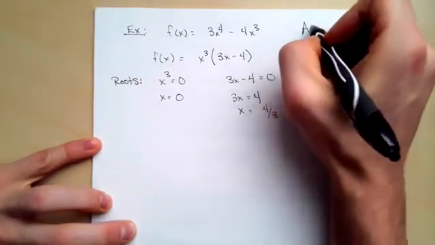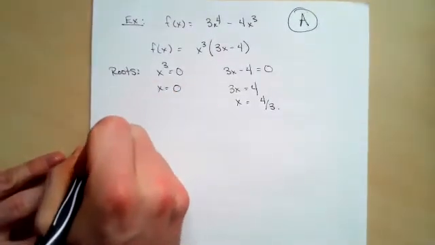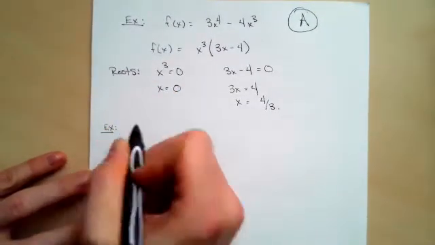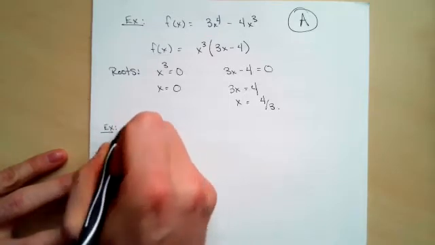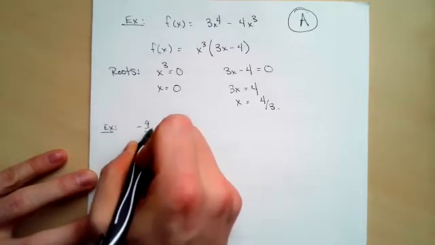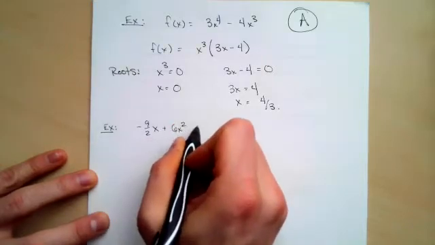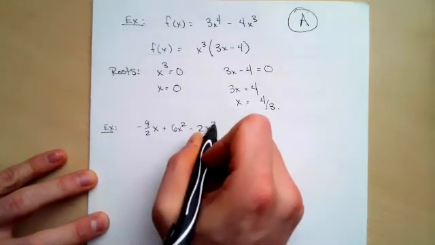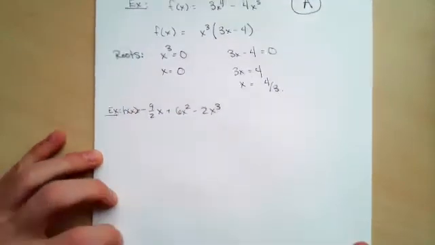Let's call this example A. We'll come back to it in a second when we want to graph these. Let's do one more. And let's see, we've got minus 9/2 x plus 6x squared minus 2x cubed. And let's call this h.